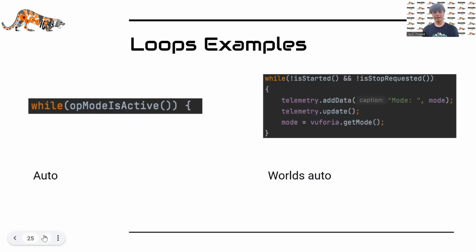And so here are some examples of loops in our code. This is from all of our autonomouses. It's based off of a while loop. So while the op mode is active, the code inside of the brackets will run. And then here is another specific while loop from our worlds auto. So while the auto isn't started, and while the stop isn't requested, this block will run.